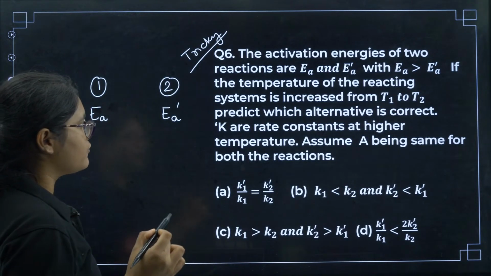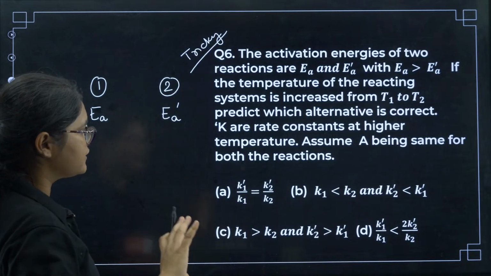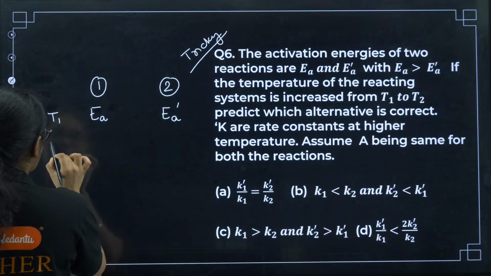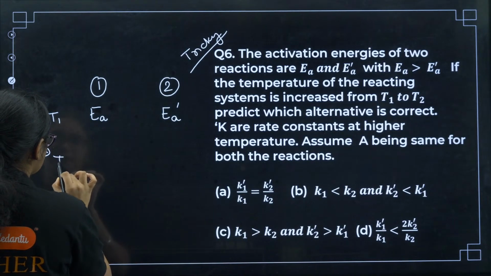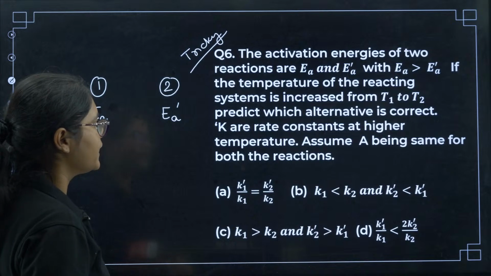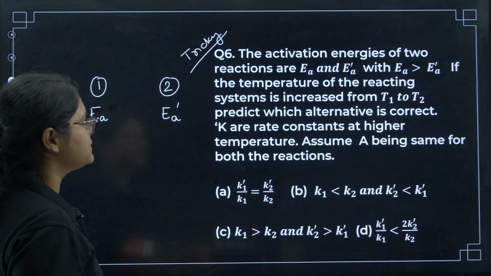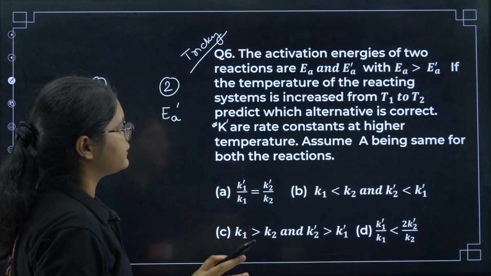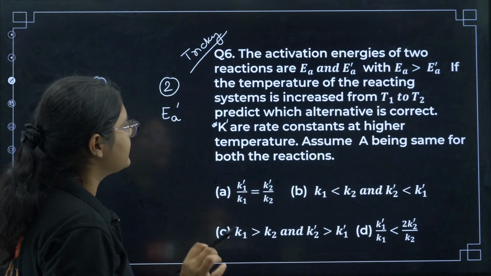If the temperature of the reacting systems is increased from T1 to T2. Now this reaction was happening at T1. Now what happened? Both the reactions' temperatures were increased to T2. Predict the alternative that is correct. K dash are the rate constants at higher temperature.